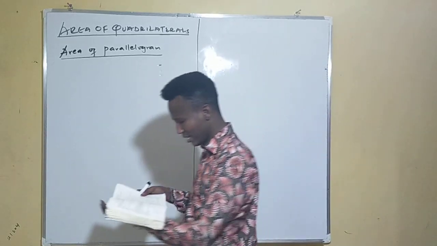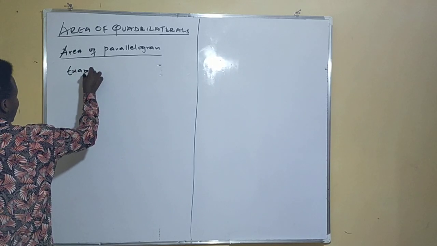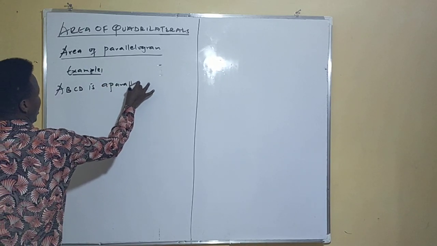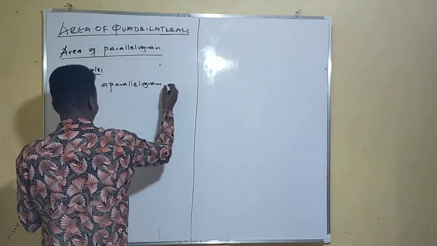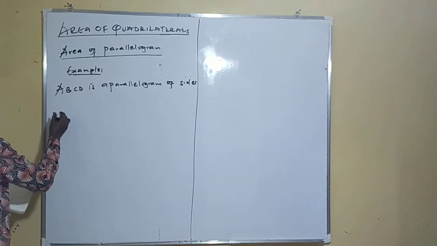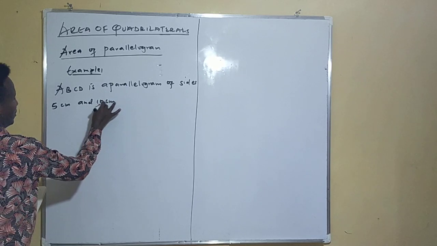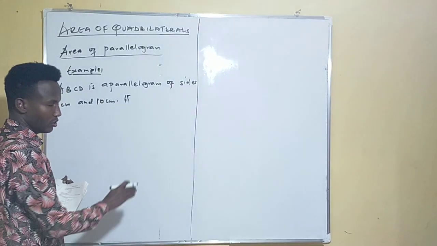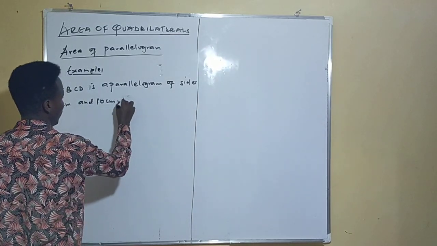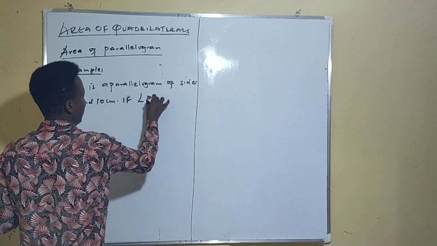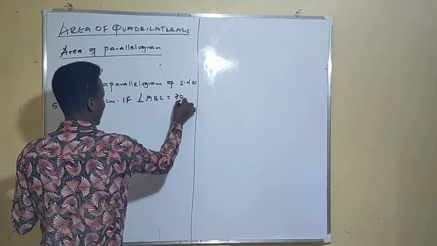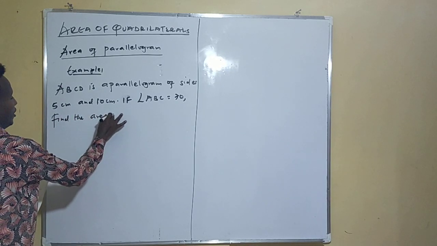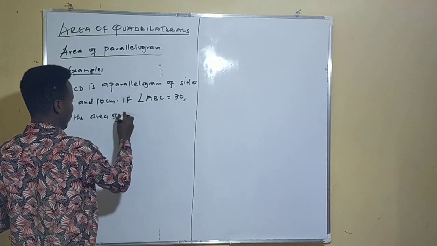Now let's see our first example. Example 1: we are told ABCD is a parallelogram of sides 5 centimeter and 10 centimeter. If angle ABC is equal to 70 degrees, find the area of the parallelogram.